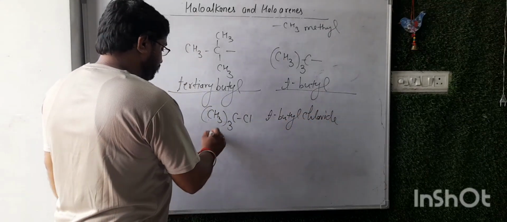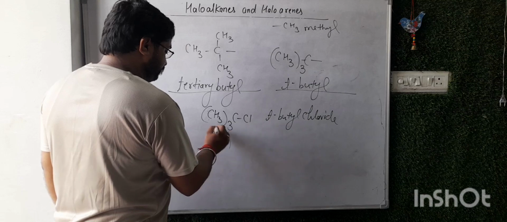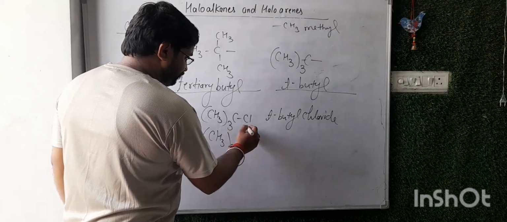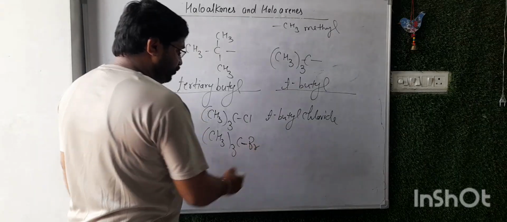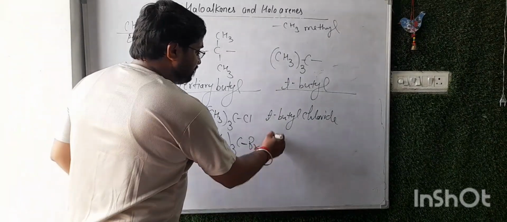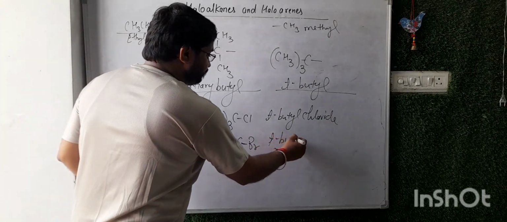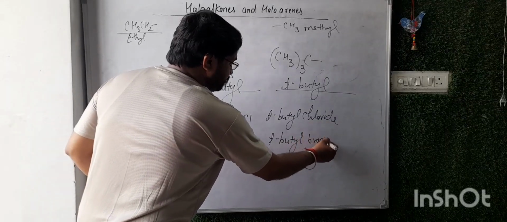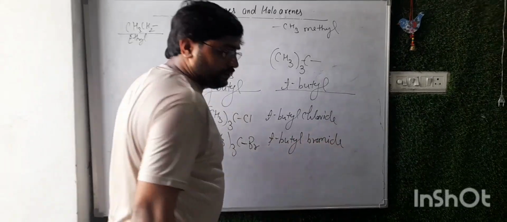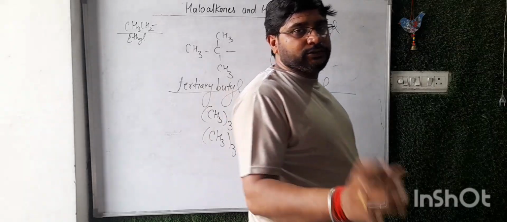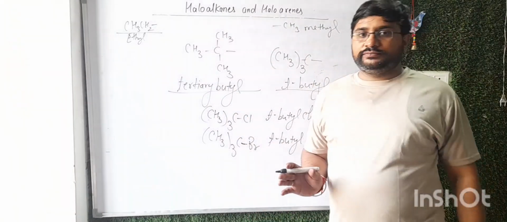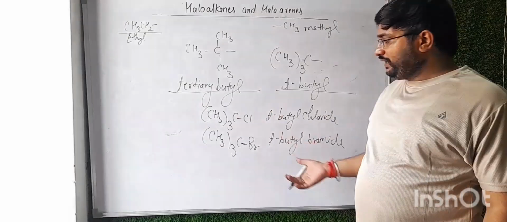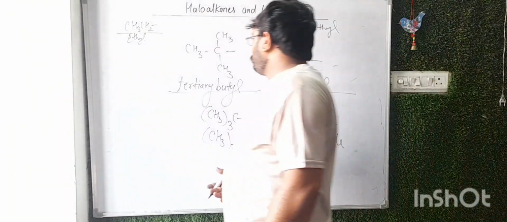Okay, again it is replaced by bromine. So we say it is tertiary butyl bromide. This is the common name. Why? Because mostly the common name is used in your chapter. Clear? And for writing IUPAC, how do we write this? Clear? That we come on the whiteboard.